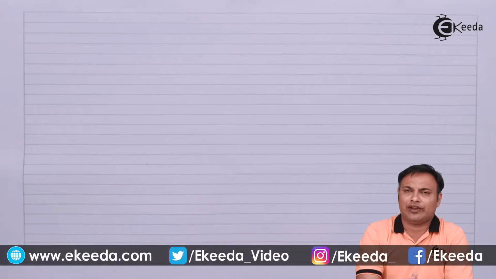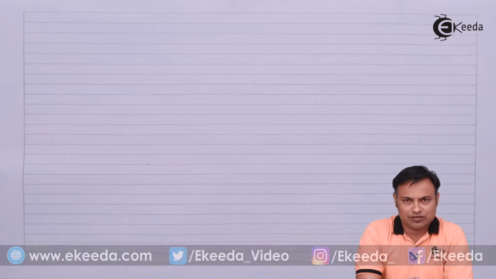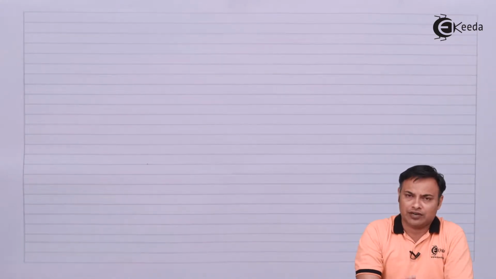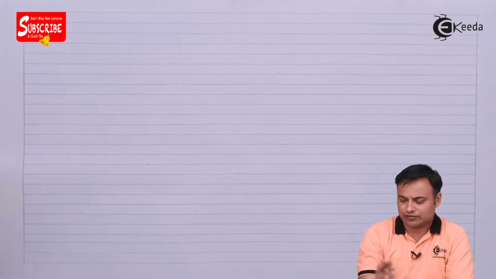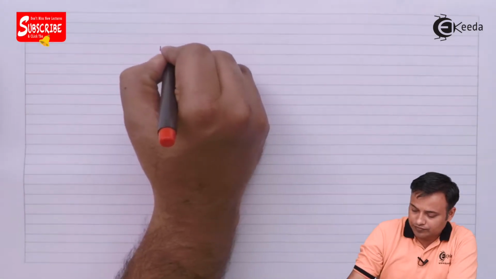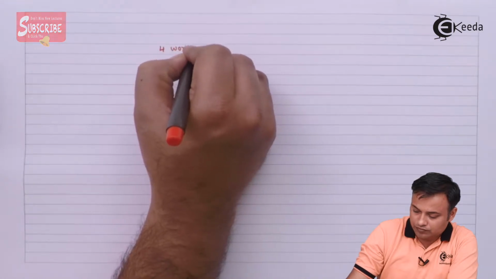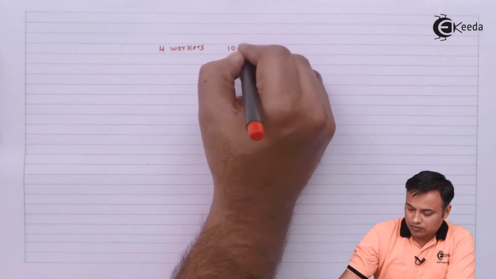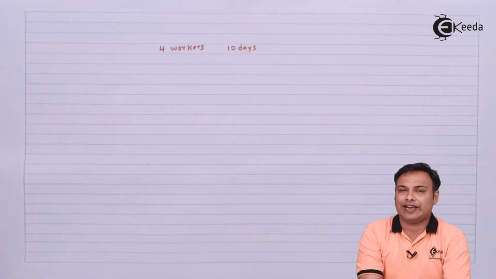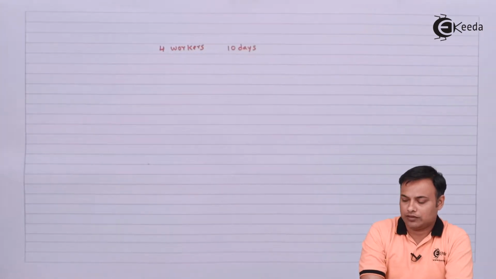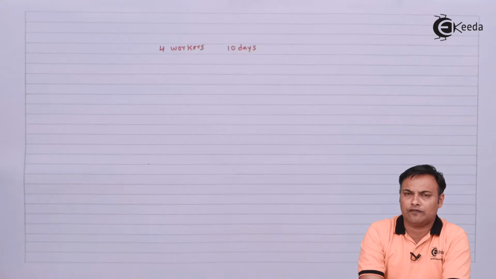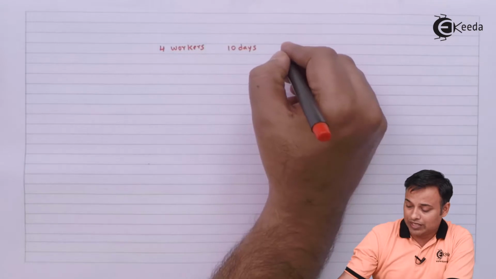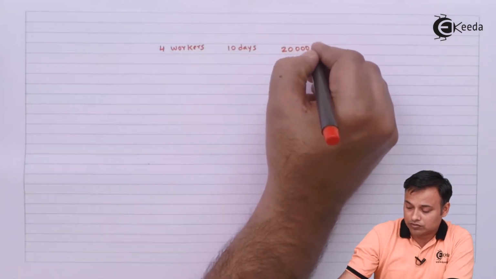So imagine you are doing an activity like painting your home and you have hired 4 workers who have agreed to complete the work in 10 days. So 4 workers will work for 10 days and they will complete my overall project of painting my home, and let's say they charge me rupees 20,000 as the labor cost.